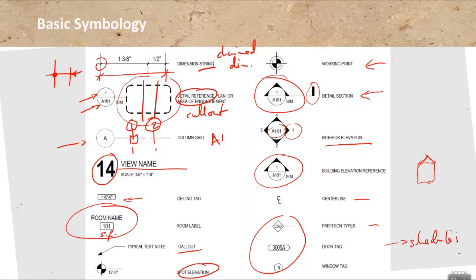Door tags are numbered typically by room. So you'll find room 100, door A, door B, door C. Windows are typically numbered by type. So if you have a lot of the same window type in your project, then of course they'll all have the same number.